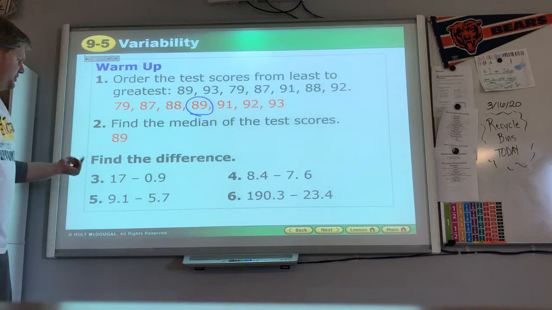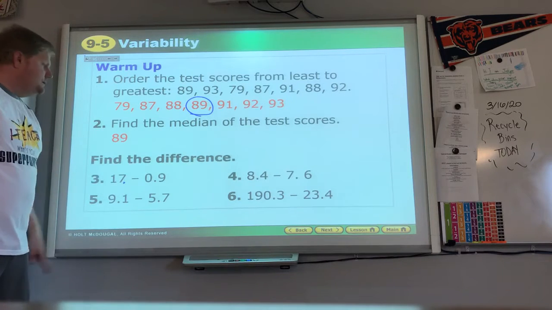Find the difference. Subtraction. Don't forget, line up decimals. That's key.